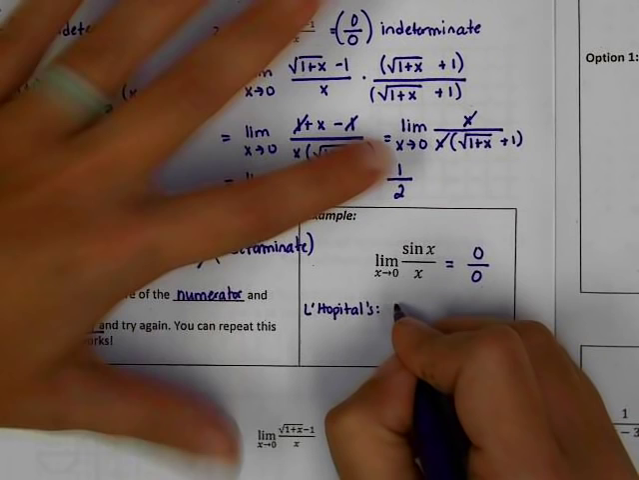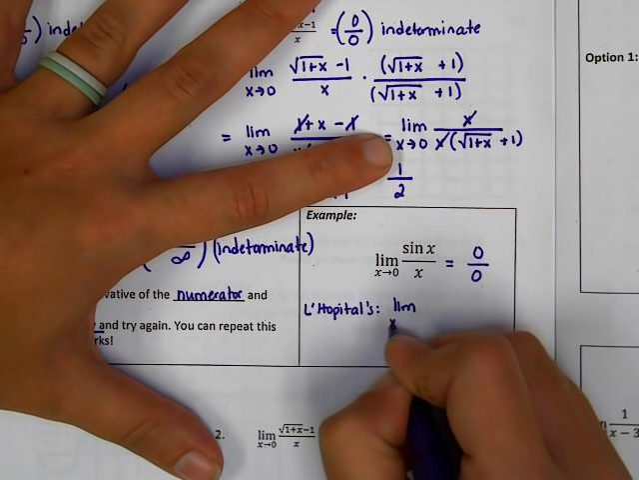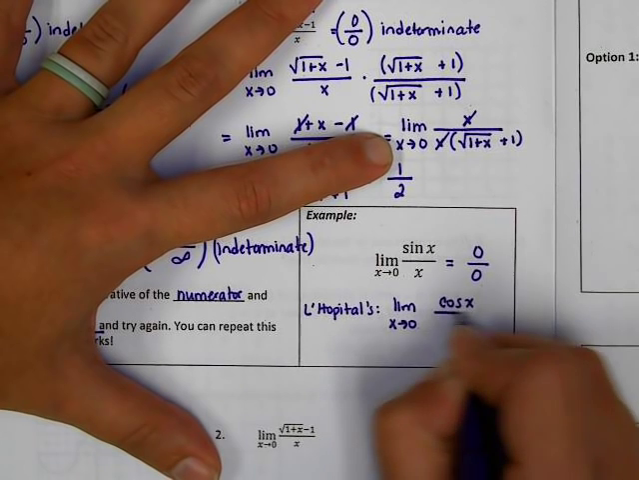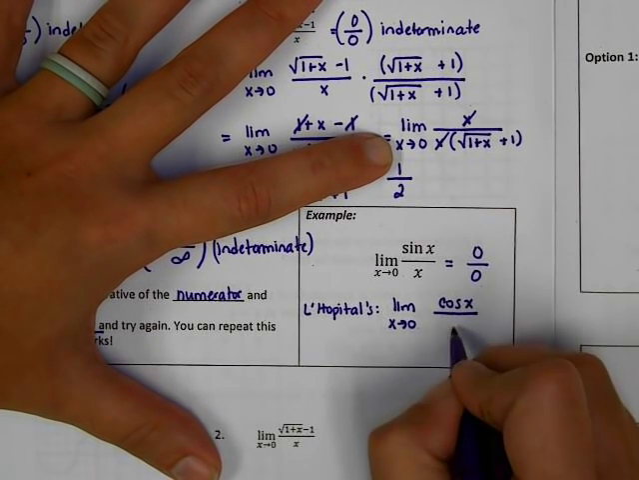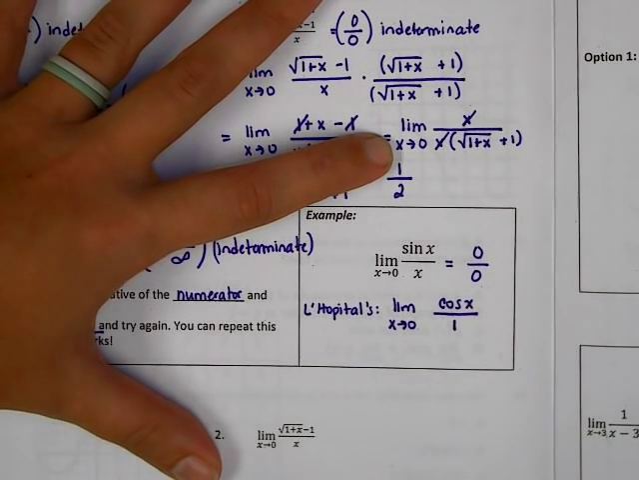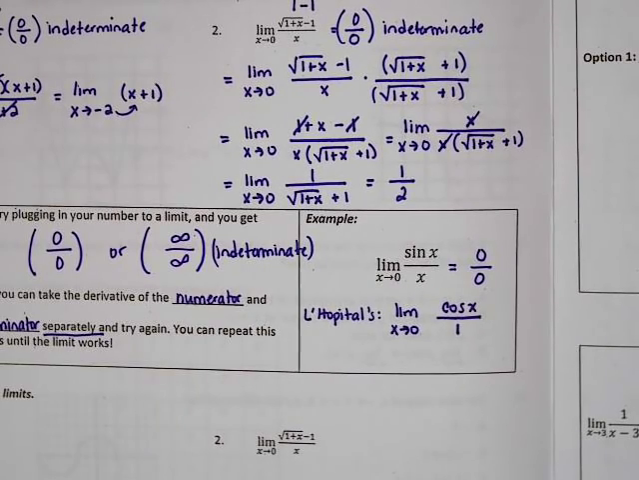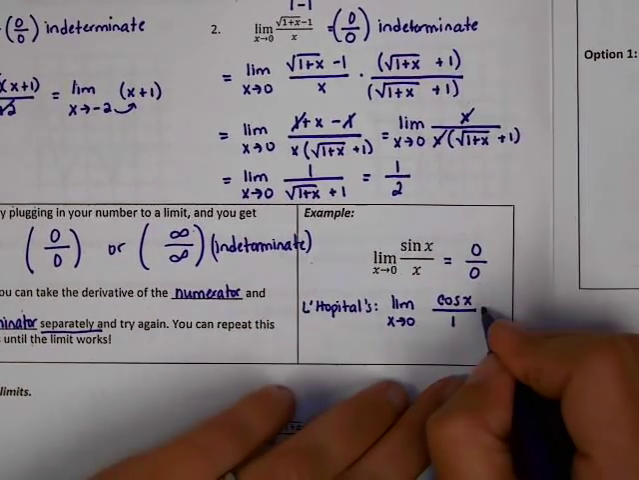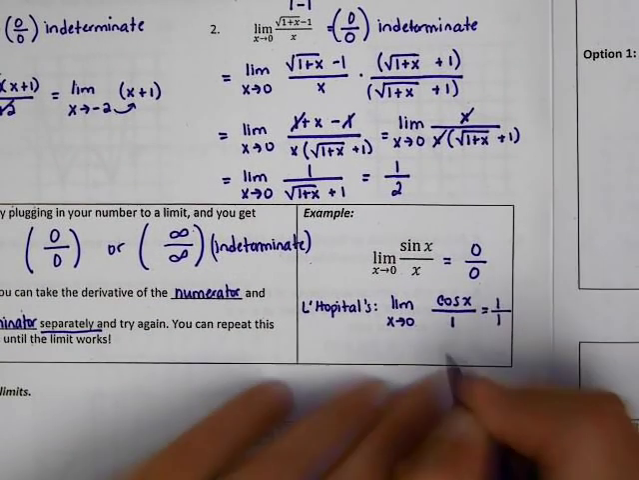take the derivative of the top, which the derivative of sine is cosine, and then take the derivative of the bottom. The derivative of x is 1. And now try plugging in your number again. So if I do cosine of 0, I get 1 over 1, which is just 1.